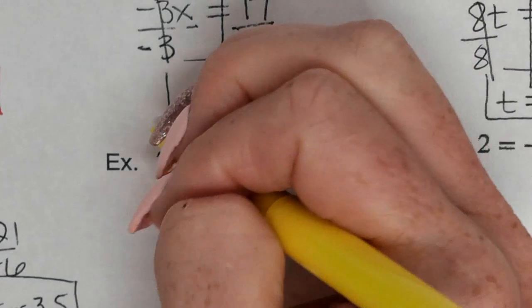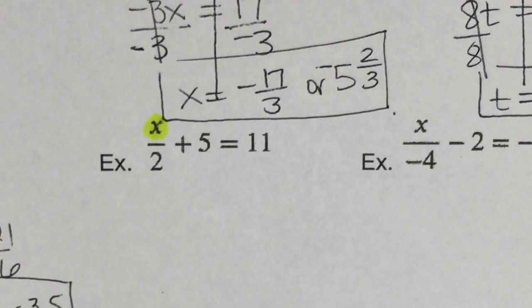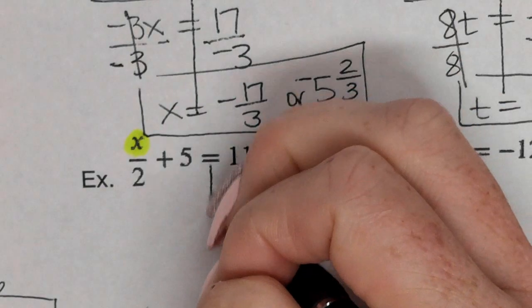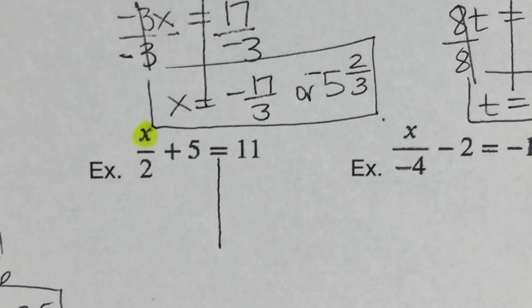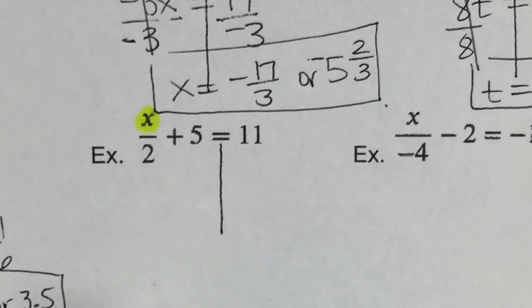What's my goal? To isolate the variable. All right, there's the variable. My first step, combine any like terms. There's nothing to combine. Yes? My next step is to get rid of the constant. Which one of these is a constant? 5. So we're going to deal with the 5.